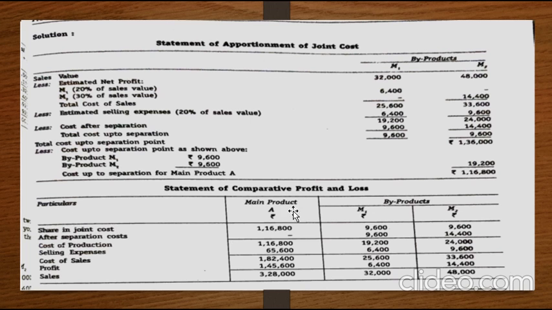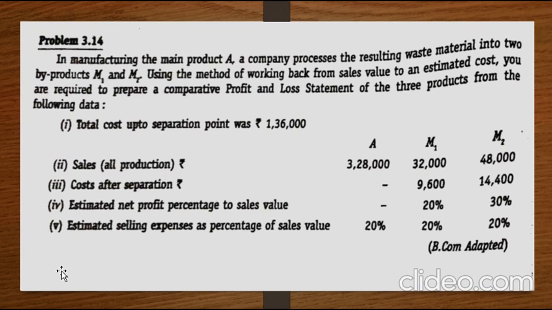Main product is 1,16,800. For M1 it is 9,600. For M2 it is 9,600. Next is after separation cost. The after separation cost will be the cost which is given in the question, that is the cost after separation: 9,600 and 14,400.